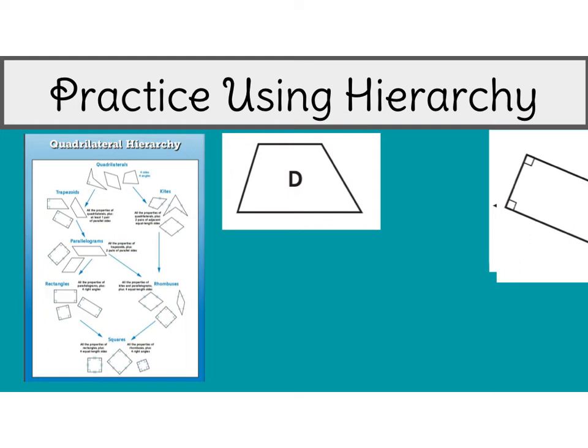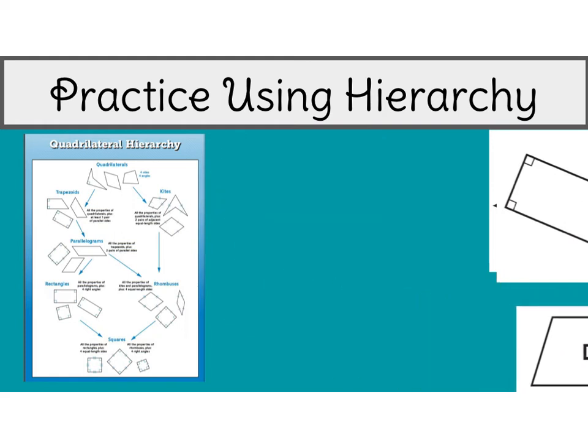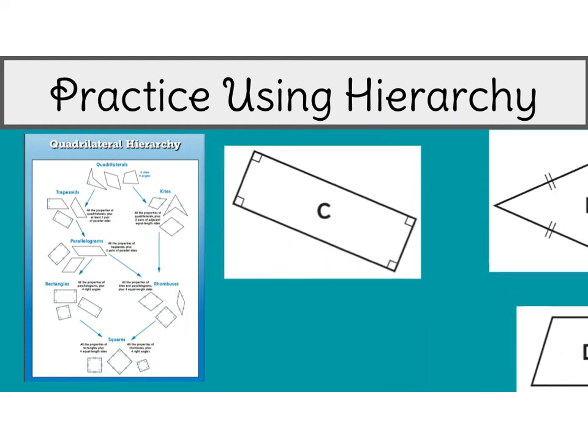So we would leave it here with the trapezoids. I'm going to put that one aside. So let's take a look at another one. We're going to start back up at the top with our quadrilaterals. 4 sides, 4 angles. Yes, it is a quadrilateral.